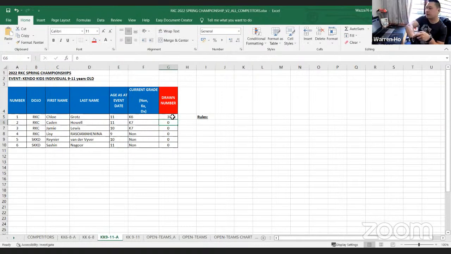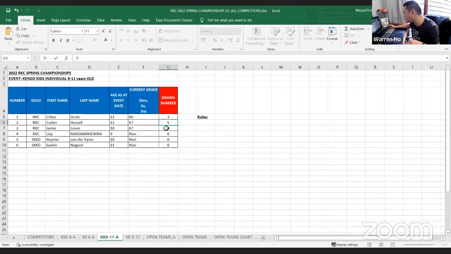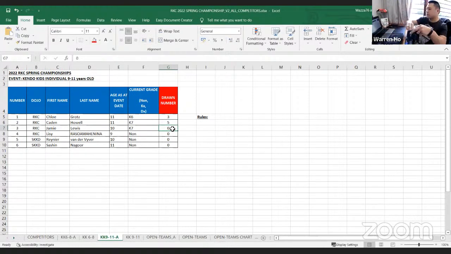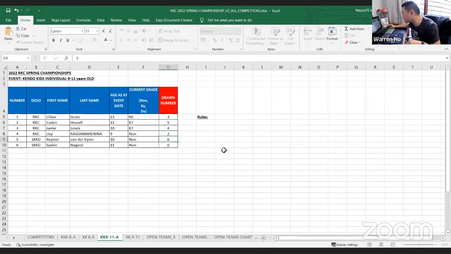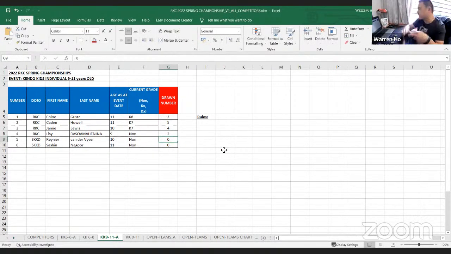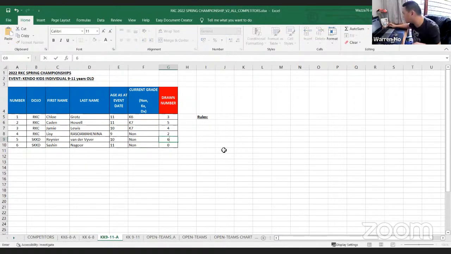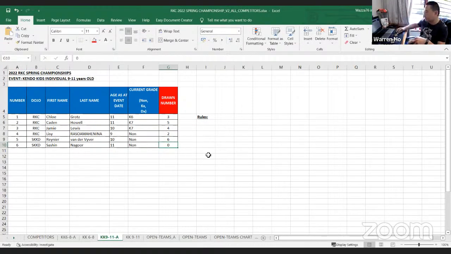Caden is going to be 5. All right. Jane is going to be 4. And Lucy is going to be 2. And Rainier is going to be 6. And Sashin is obviously going to be number 1.